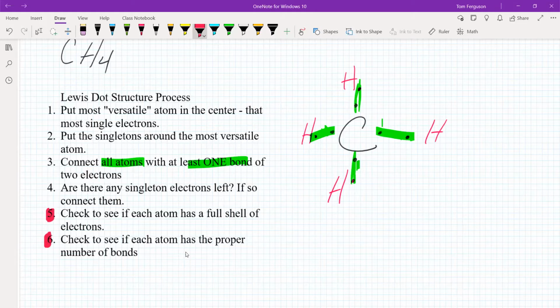Step 5 and 6 is the ultimate check. If these are fulfilled, we have a legal structure. Now, sometimes you can have multiple structures with the same formula be legal. So I'm going to do a whole bunch of examples here, to give you an idea of what's going on.